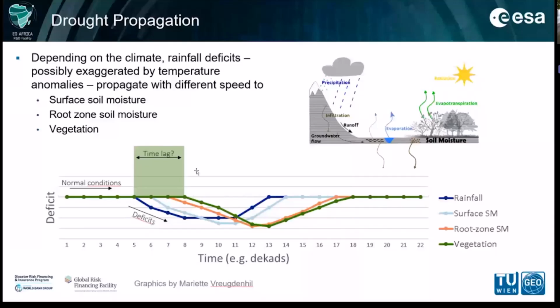There's a certain time lag related to those processes, and that again depends on the climate. Say, the warmer and the more energy there is in a certain climatic environment, the faster this process can go. So in Africa, those processes would typically be very fast, while if you go to Europe, where there's not so much energy, these are typically slower.